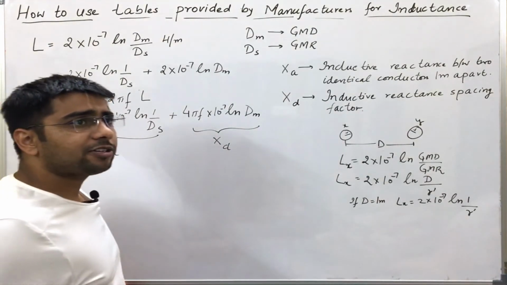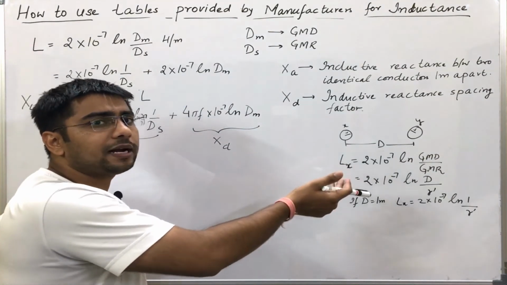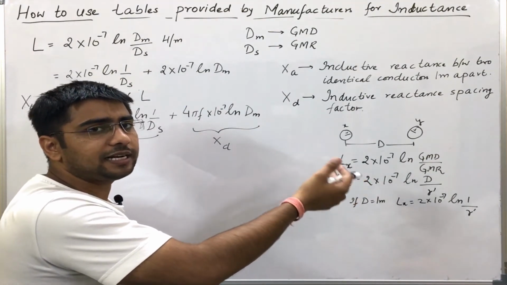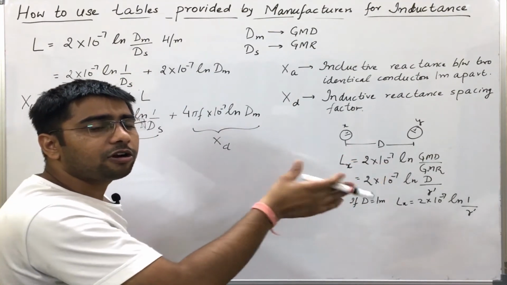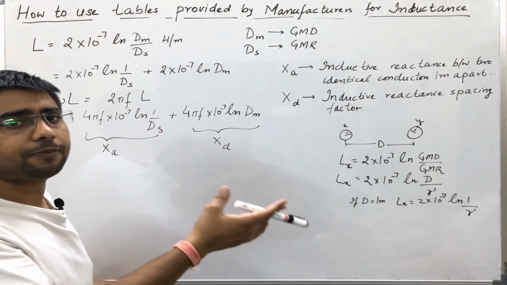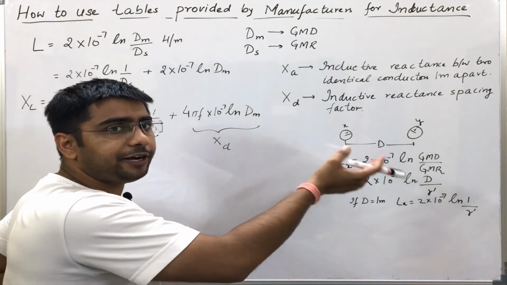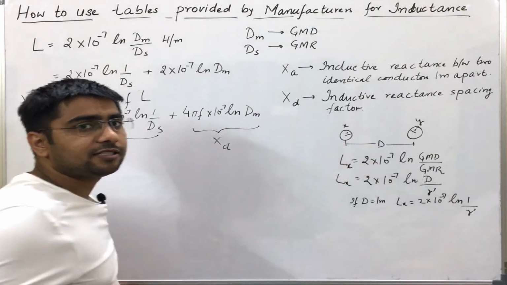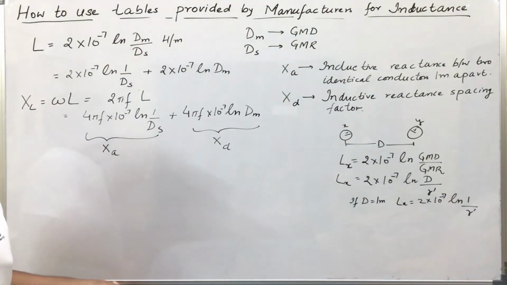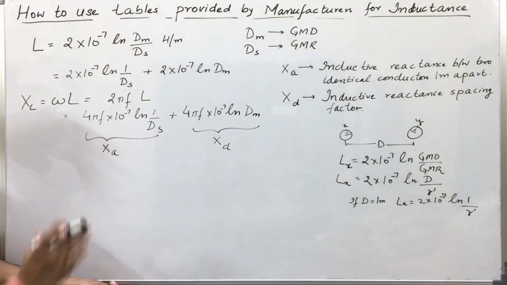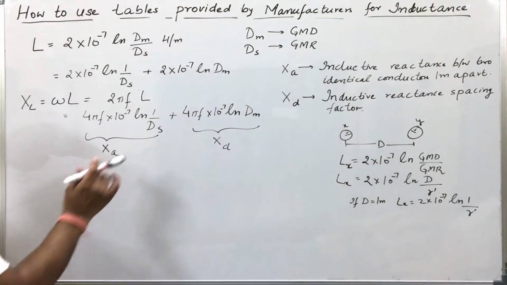The manufacturer usually gives standard values for standard spacing, let us say 1 meter, 2 meter, or if we are talking in feet, they give us values at 20 feet distance, 10 feet distance. Similarly, from tables, I can find these two values and directly write the inductance.